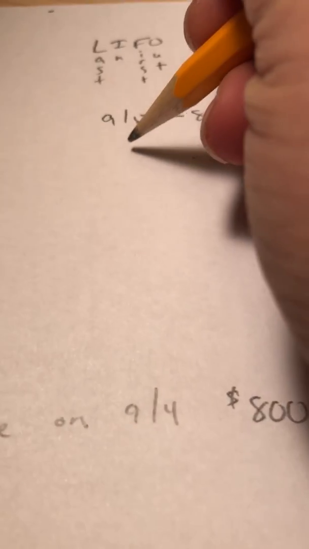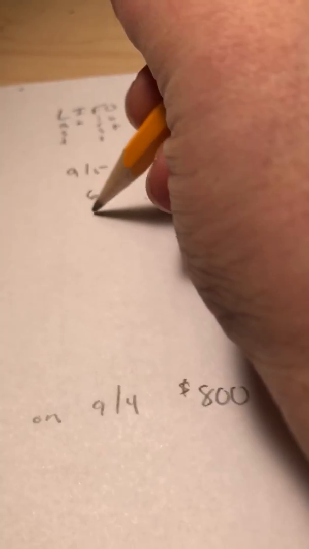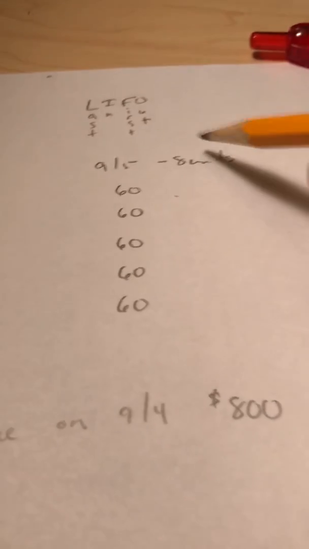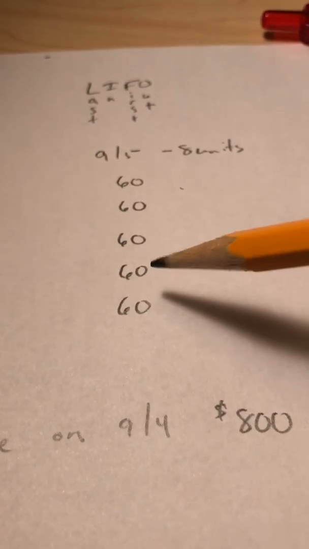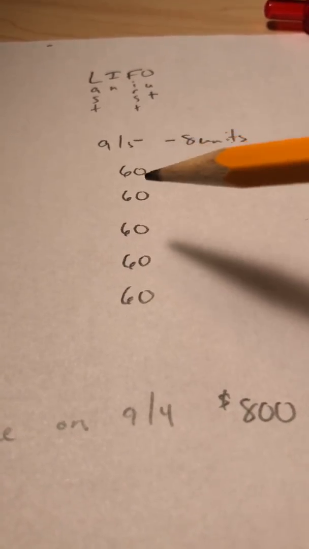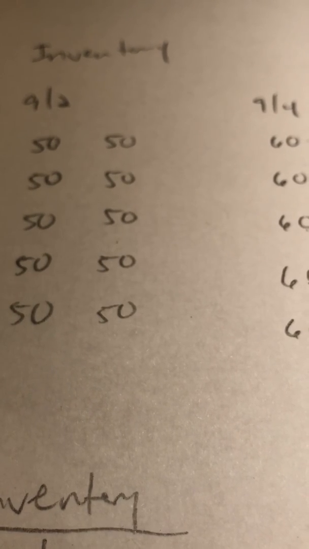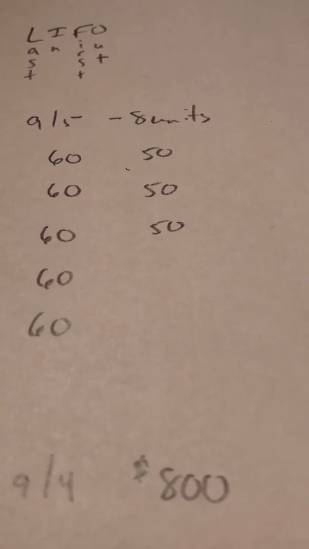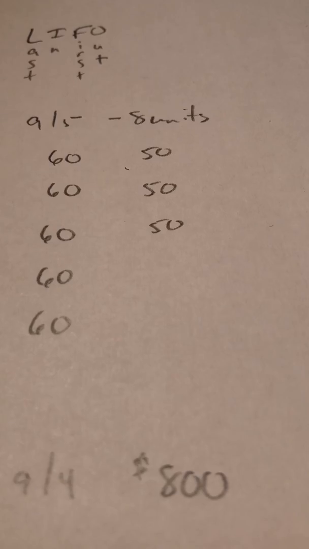So I'm going to go back on 9/8 and start to fill this order. But I need 8 units total. I've given them 5, so I need to find 3 more units. I'm going to go back into my inventory. I'm out of these, so I go back to the other ones in. I have 10 here to choose from. So I'm going to take 3 of those from there. As you see, I have 8 units now: 5 at 60, 3 at 50.